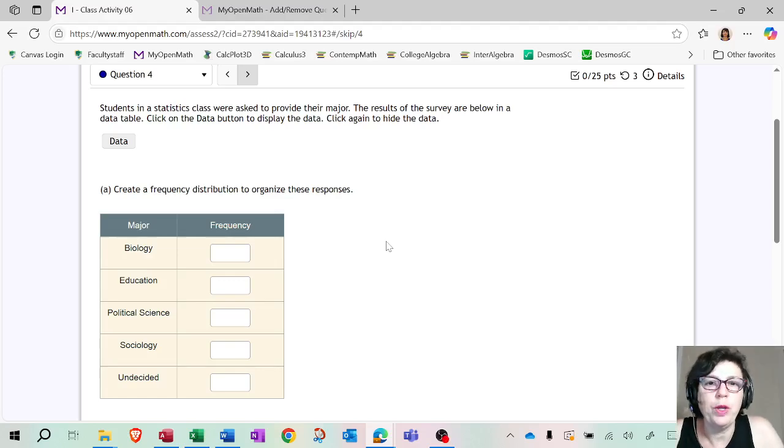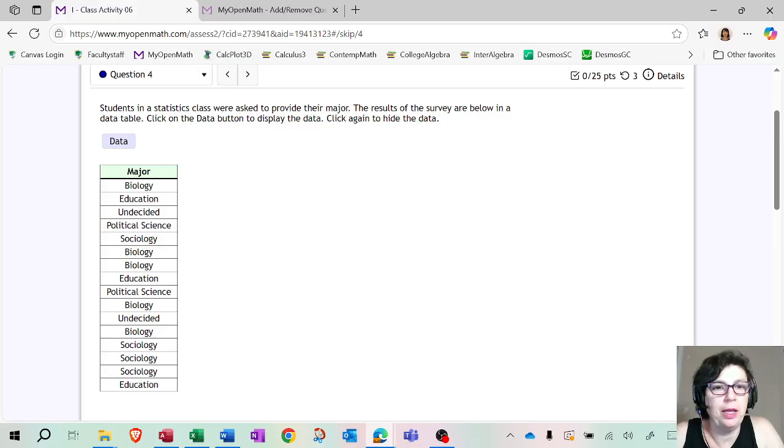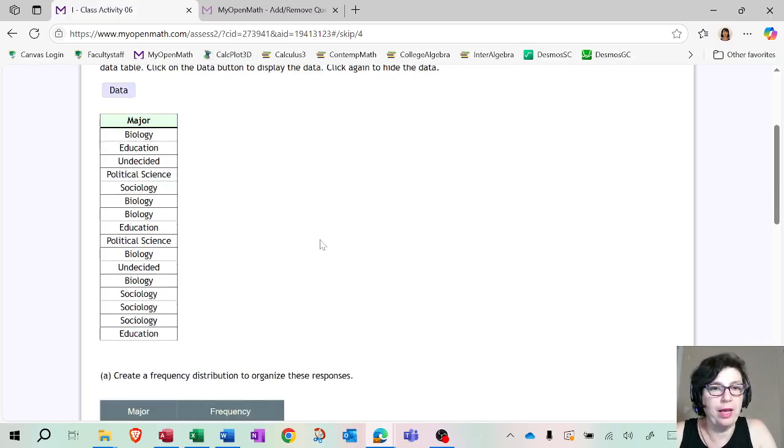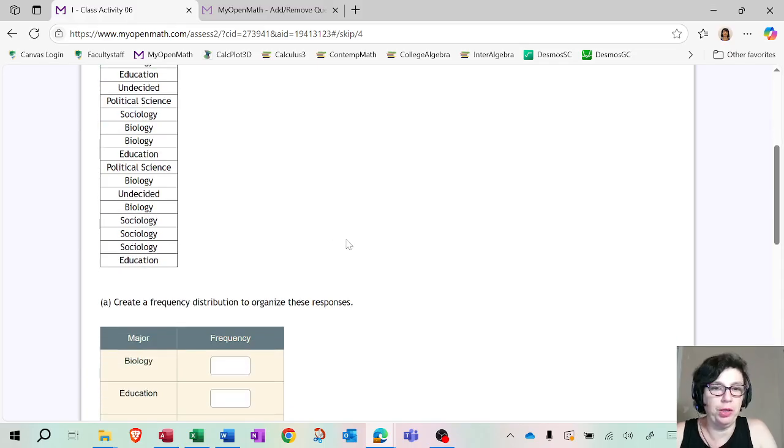In this question, we are going to organize categorical data. Why is this data categorical? Let's click on the data button and we will see the actual data. Now it's categorical because it looks like these are words, not numbers. Also, it wouldn't make sense to average your major, right? You can't say the average major of these people. You can't add or subtract majors. So this is a categorical variable.